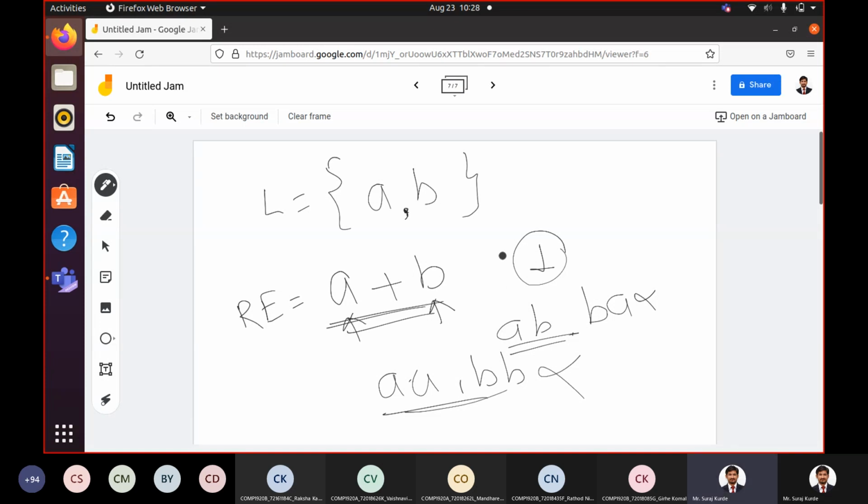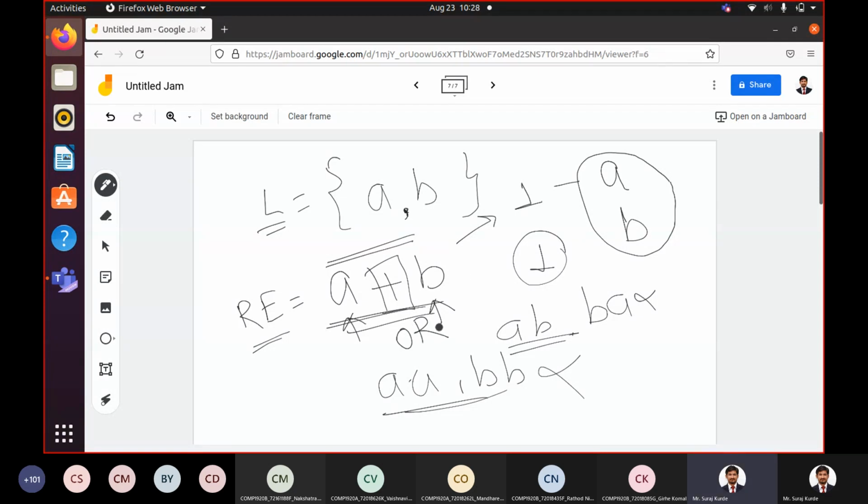So what language will we have? The language will have strings of length 1 only, and the possible strings are A and B. These are the only strings which are part of this language L, represented using the regular expression A plus B. Here plus is between these two input alphabets, and it means an OR condition.